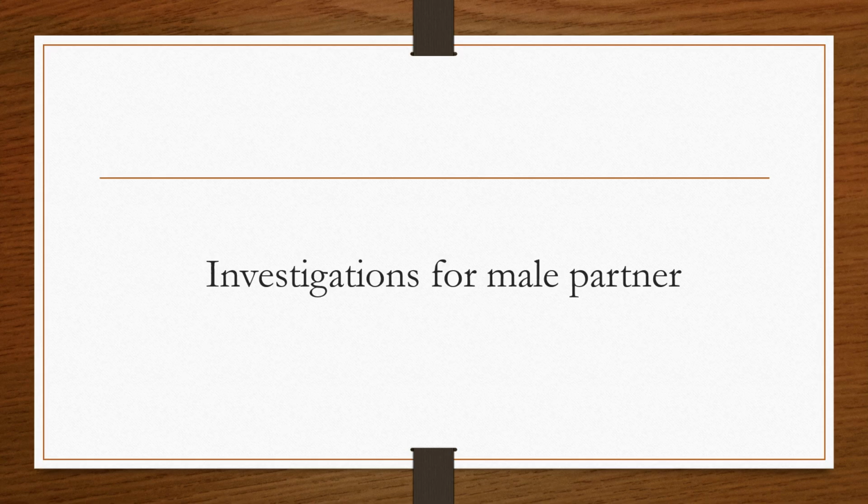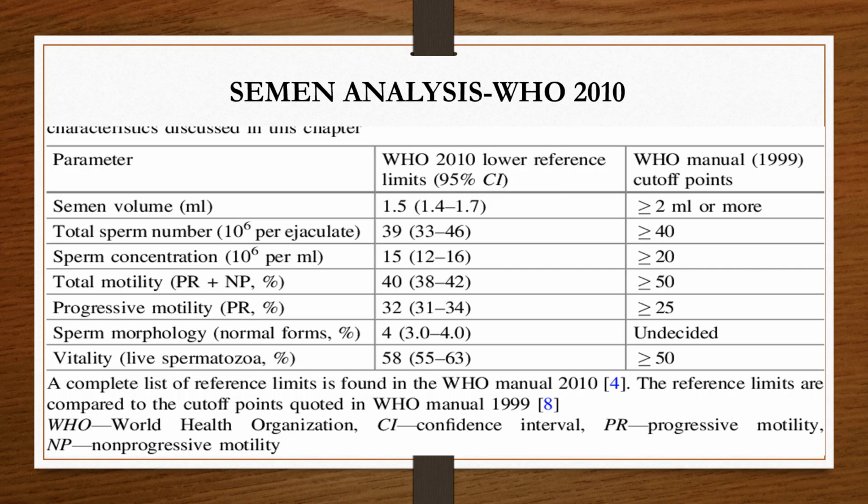Now, investigations for the male partner. Semen analysis according to WHO 2010, these are the parameters of semen. The semen is analyzed in terms of semen volume, and this is the lower reference limit. It has changed from 1999 to 2010. For semen volume, the lowest acceptable range is 1.5 ml.